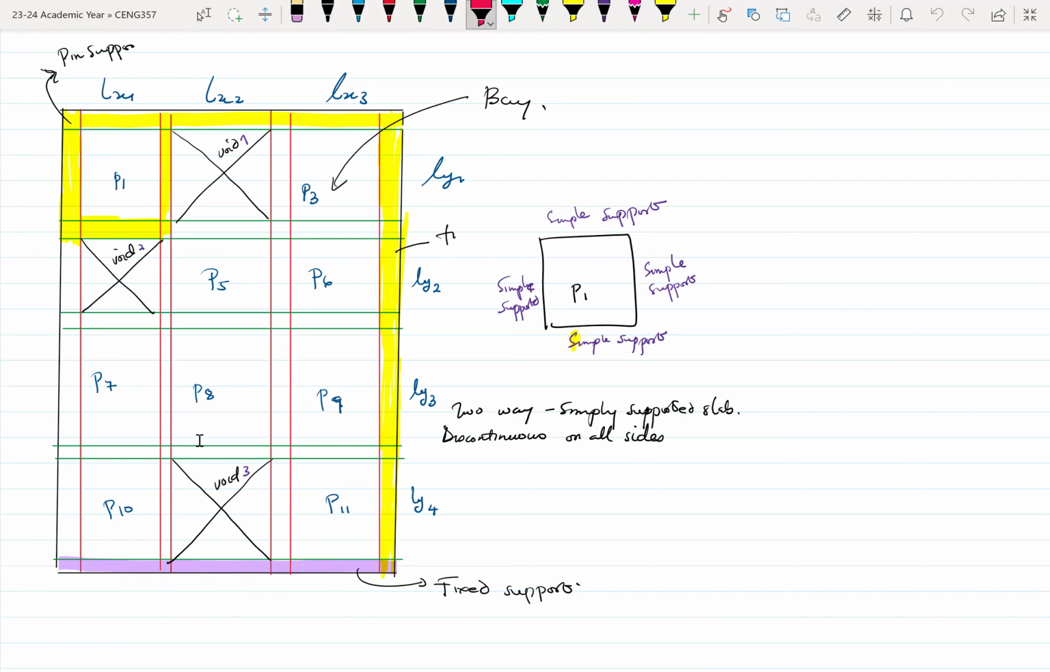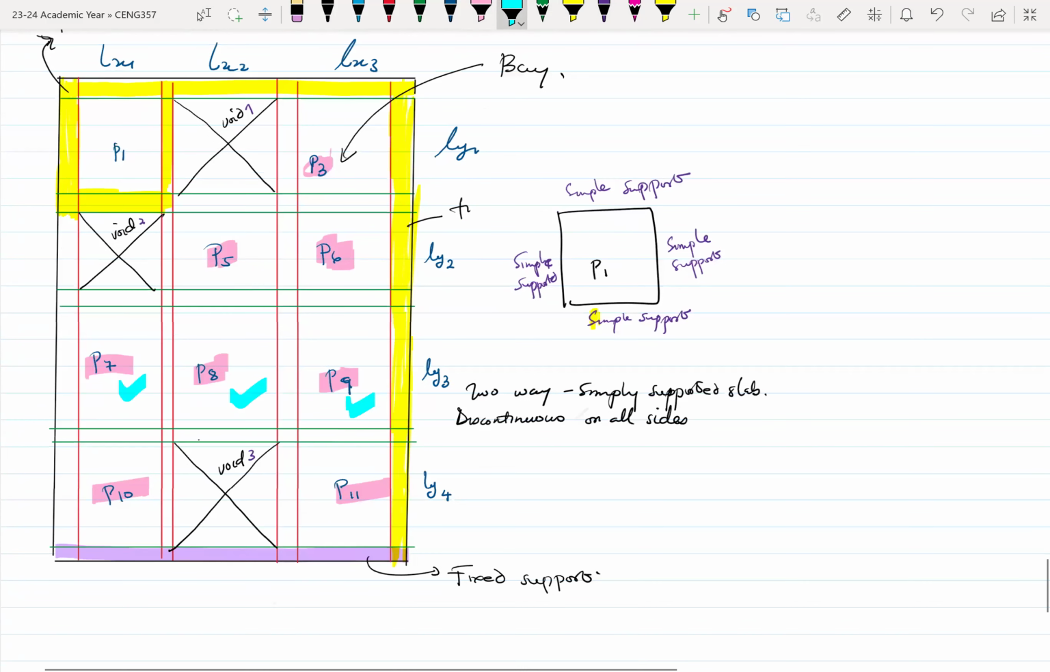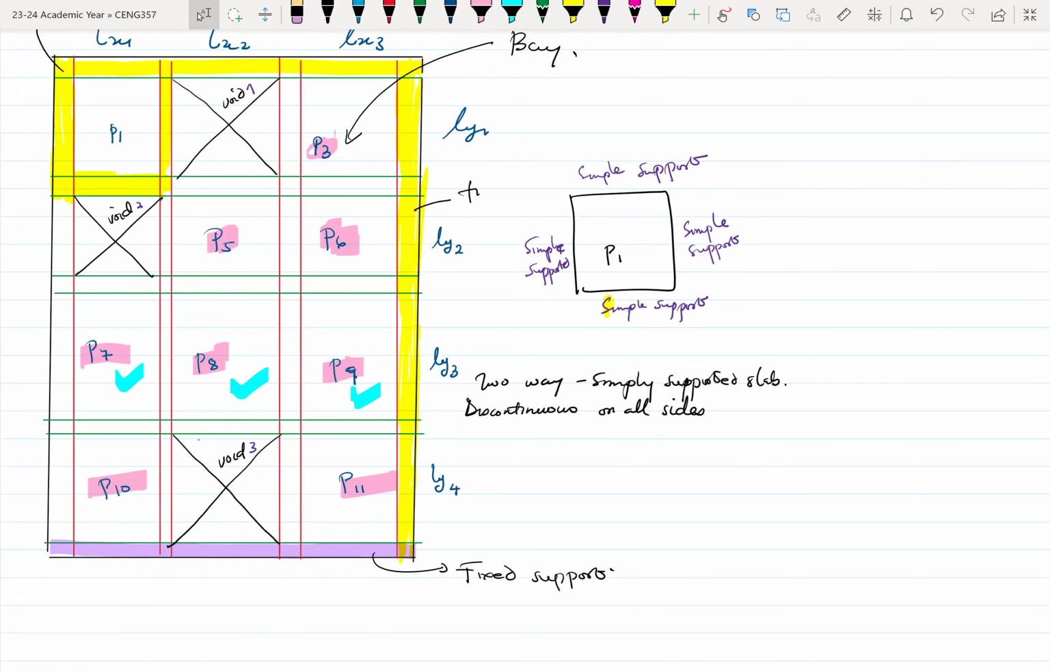let me change the color. So if you look at P3, P6, P5, P8, P11, P10, and P7. All right. With a particular focus on P7, P8, and P9, you'll see that the slabs are continuous over the beams, right?